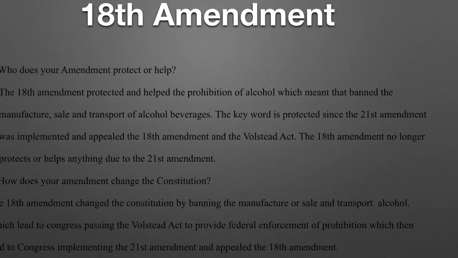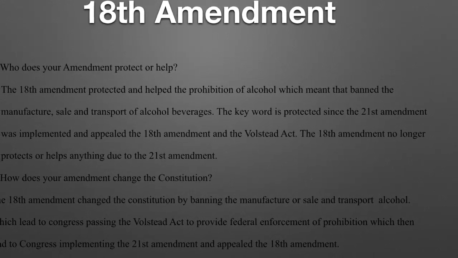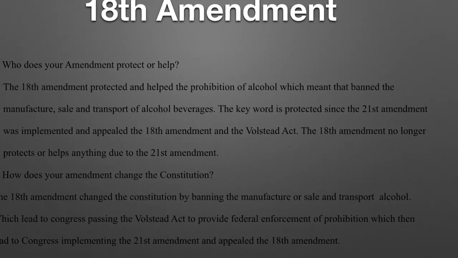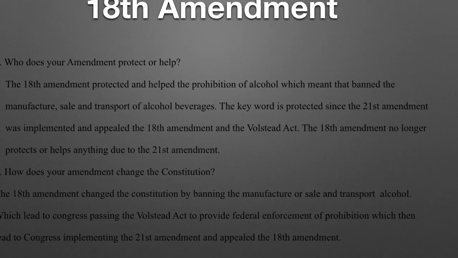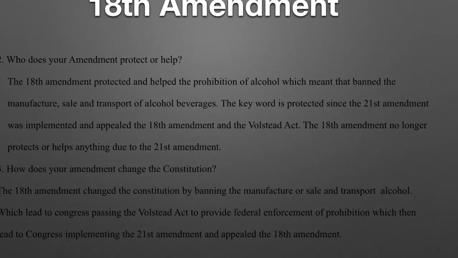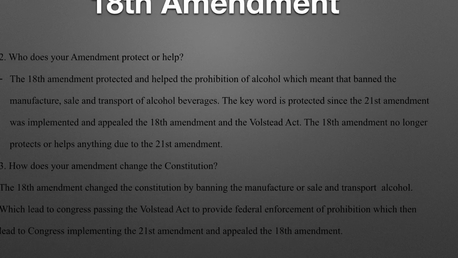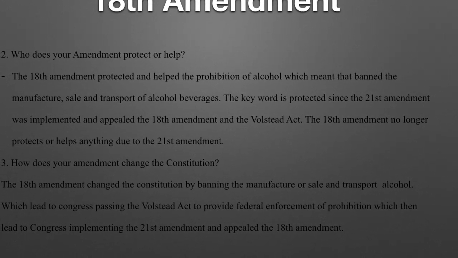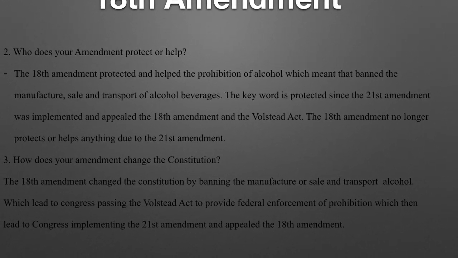2. Who does your amendment protect or help? The 18th Amendment protected and helped the prohibition of alcohol, which meant the ban on the manufacture, sale, and transport of alcoholic beverages. The keyword is "protected," since the 21st Amendment was implemented and repealed the 18th Amendment and the Volstead Act. The 18th Amendment no longer protects or helps anything due to the 21st Amendment.